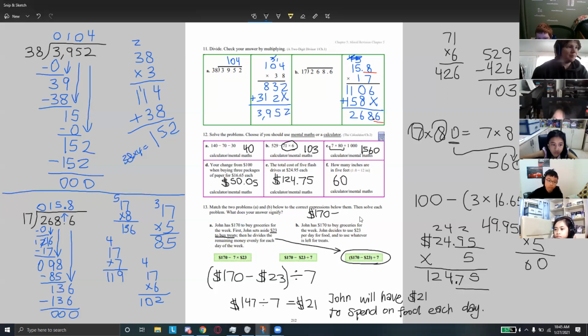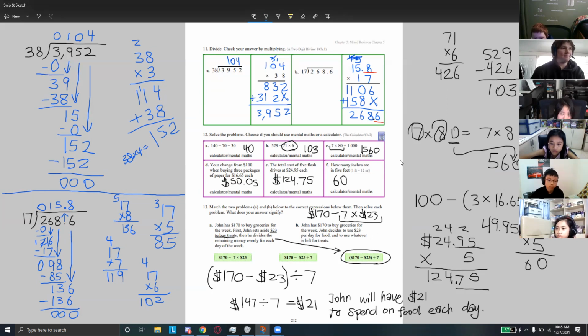And every day we're going to be paying $23. And how many days are there? 7 days. So $170 is our total money, and we're taking away from it 7 times for 7 days of the week. And every day, how much are we taking away? Times $23. This would be the function that explains this word problem. We start off with $170, and then over the course of 7 days in the week, every day we spend $23 on food. And so what will we have left? Well, whatever is left will be $170 minus 7 times 23.